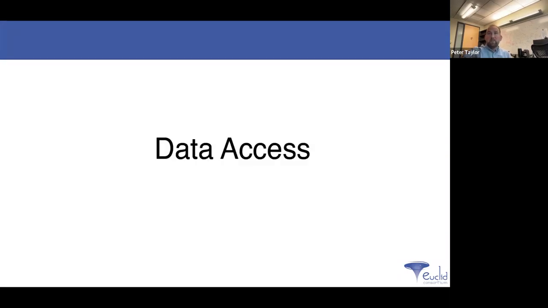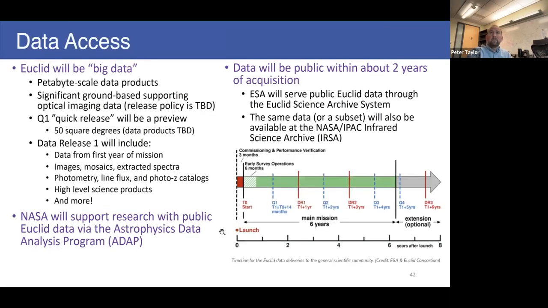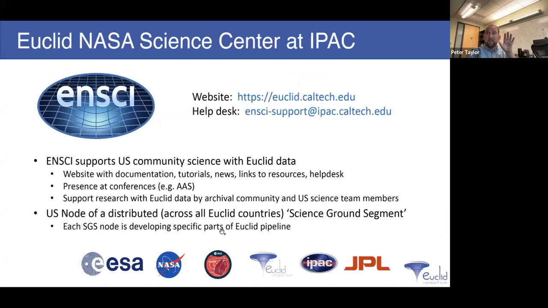Okay, so you're probably wondering how you get your hands on the data, particularly if you're not in the consortium. NASA, and this is really focused at the US audience, has established the Euclid NASA Science Center at IPAC, which has a nice acronym, NSCI, with I guess 2 other acronyms inside of it. The website can be found here, and you can contact the help desk here.